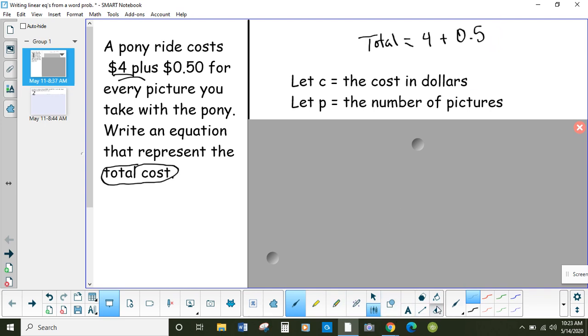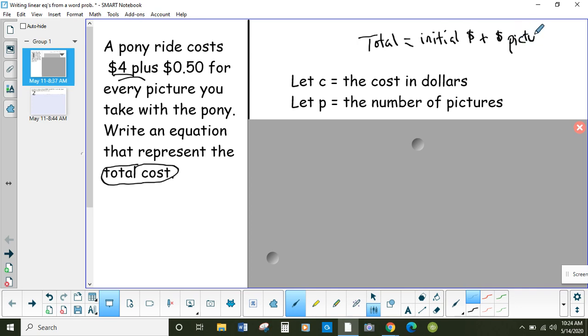So this is really what it looks like. I shouldn't have put any numbers there yet. Let me show you what it looks like. So the total is going to be the initial charge. Okay, so we'll call this the initial charge, how much it costs just to do the ride. Initial charge. We'll just put in initial money and money for pictures.